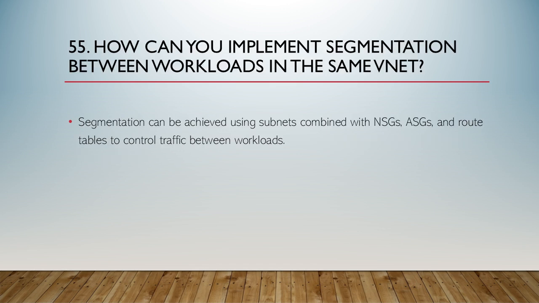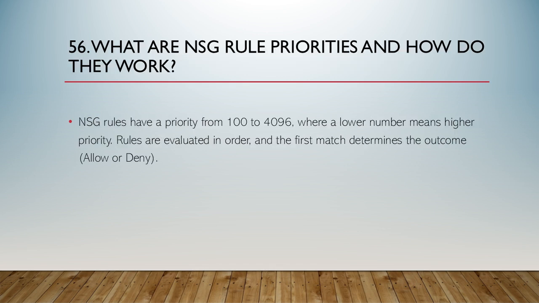55. How can you implement segmentation between workloads in the same VNet? Segmentation can be achieved using subnets combined with NSGs, ASGs, and route tables to control traffic between workloads. 56. What are NSG rule priorities and how do they work? NSG rules have a priority from 100 to 4096, where a lower number means higher priority. Rules are evaluated in order, and the first match determines the outcome, allow or deny.